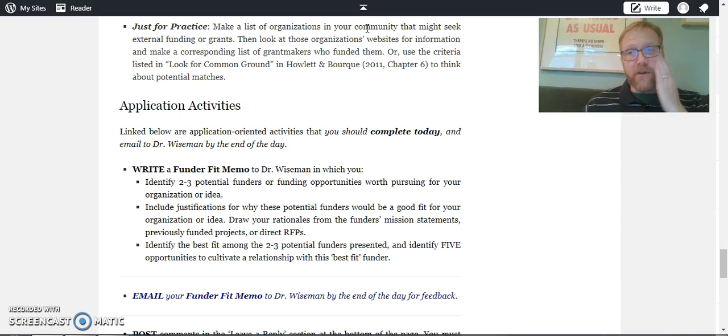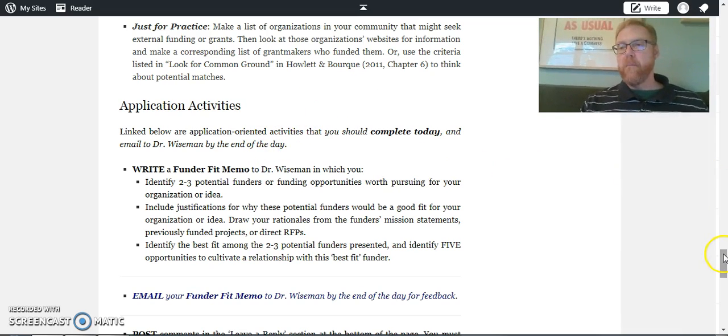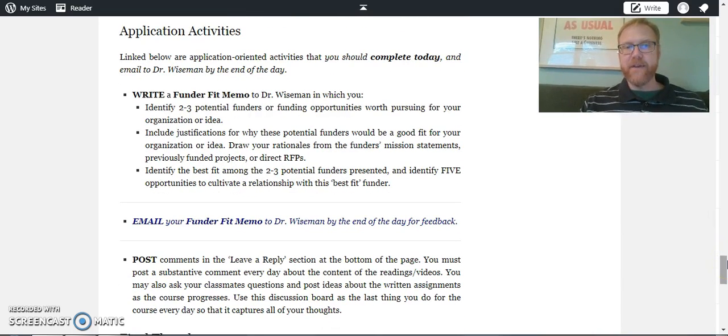So the likelihood of them funding the kind of work that you're doing is much higher than just a cold call or a random discovery about a particular funding agency. You can also use the criteria listed in the Look for Common Ground section in Howlett and Bork, Chapter 6, to think about potential matches.